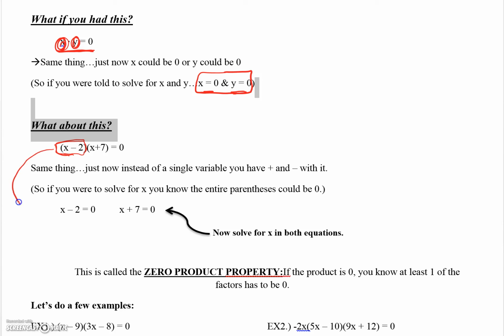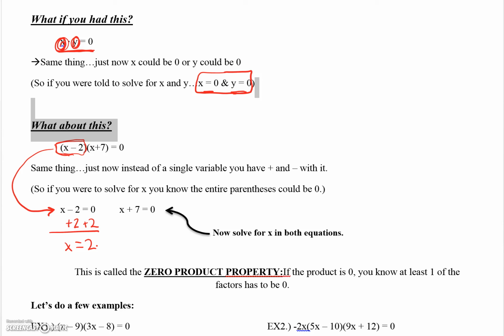So you'll see from that we can go down here and make an equation: x minus 2 equals 0. If the directions said to solve, obviously I need to get x by itself. So I'm going to add 2 to both sides and get that x equals 2. That takes care of the first parenthesis.